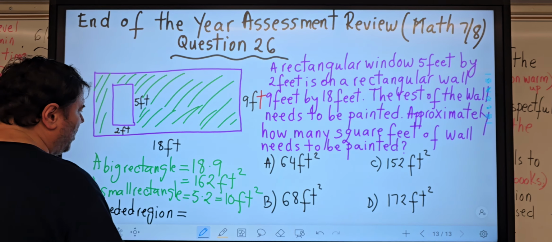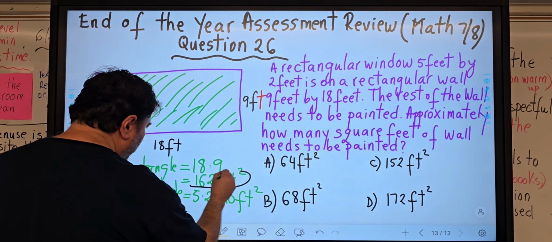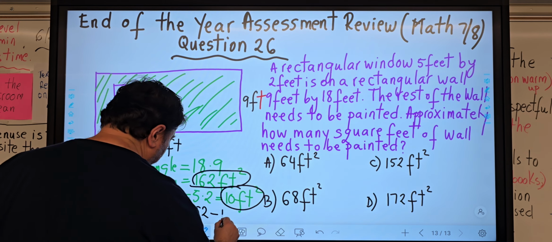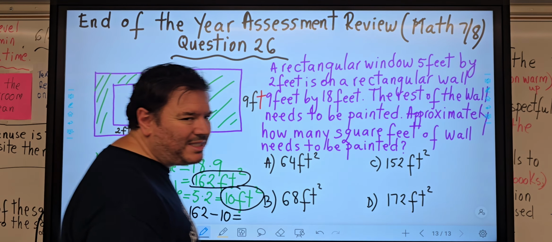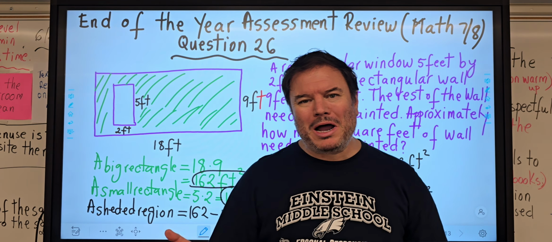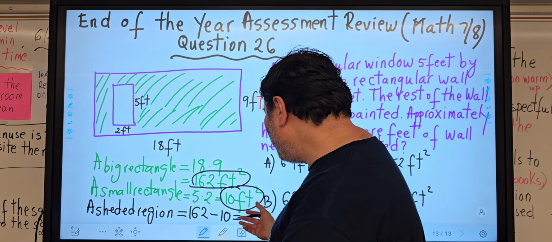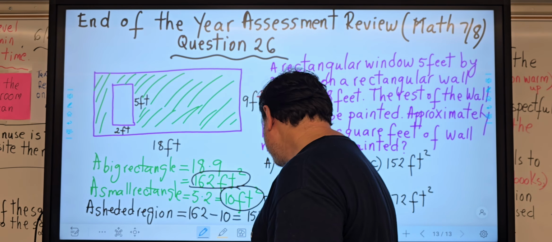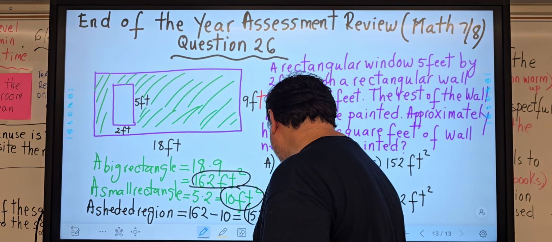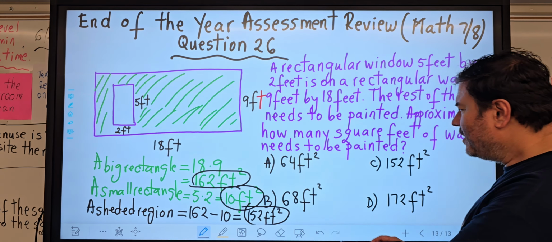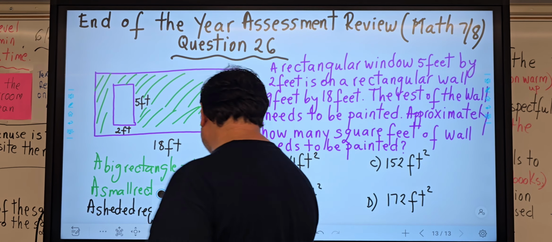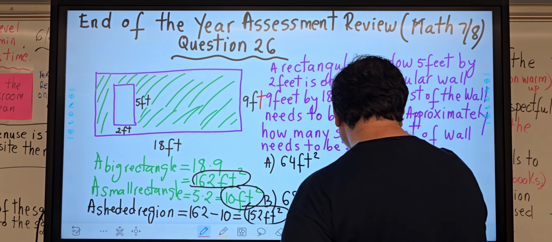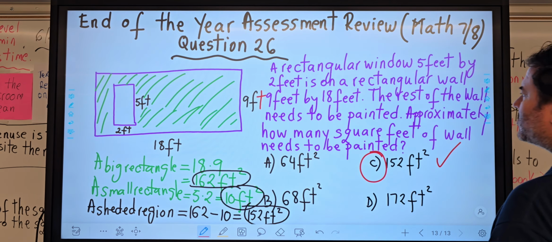Whatever we need to paint equals 162 minus 10 feet square. And if we subtract 162 minus 10, we get 152, because 152 plus 10 becomes 162. So here we get 152 feet square. I totally apologize, we don't have much room there. But now let's take a look at the answers. So the answer is 152, it's C. C gives us 152 feet square.